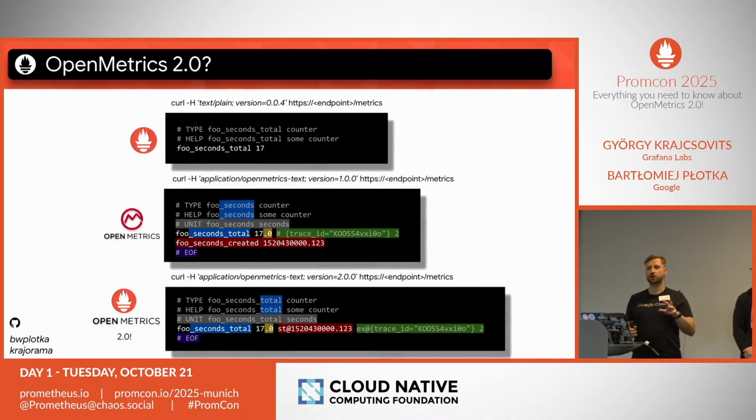At the end of this talk, I want you to know what exposition formats we have in the ecosystem and how to navigate them. Which one should you choose? I want you to know what the OpenMetrics 2.0 changes are, what we are thinking about, and how you can join and help our effort. But let's start with a short introduction.